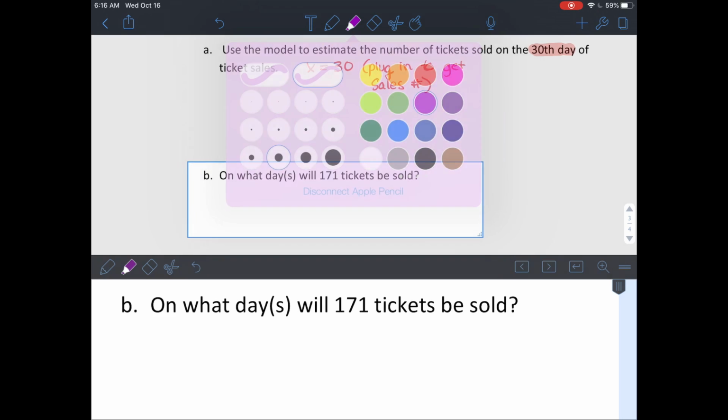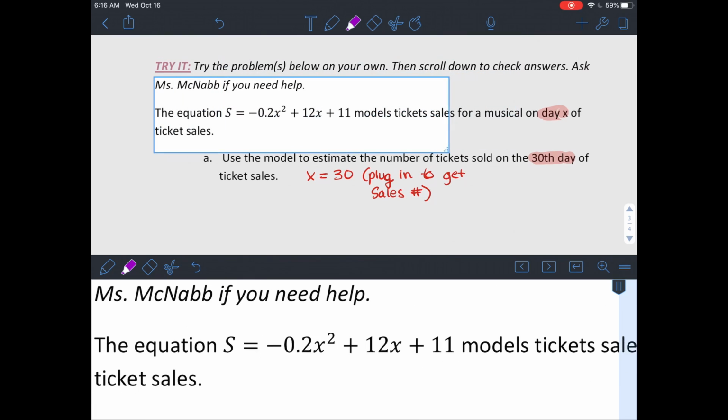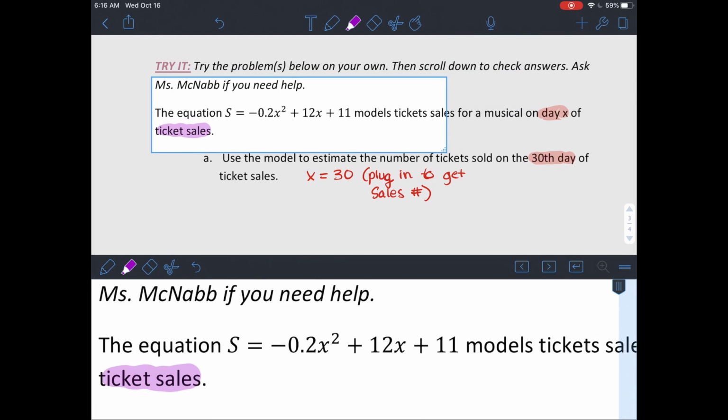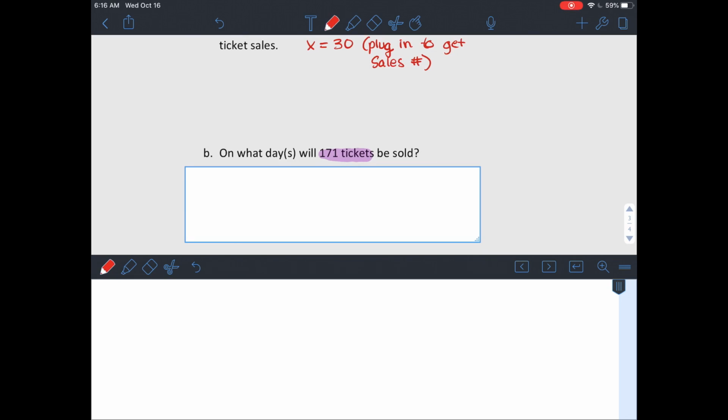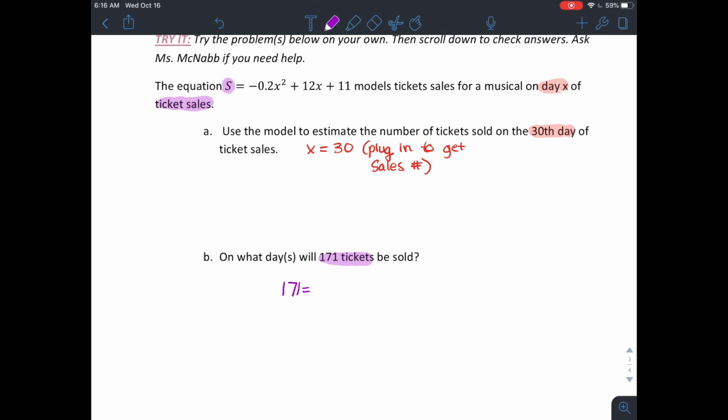This one says, on what day or days will 171 tickets be sold? So the equation gives you out the number of tickets sold. So if you put your output as 171 tickets and then solve it, you could figure out what day of ticket sales that would occur on. I forgot what my equation is, but you would set that equal and solve and be good to go.